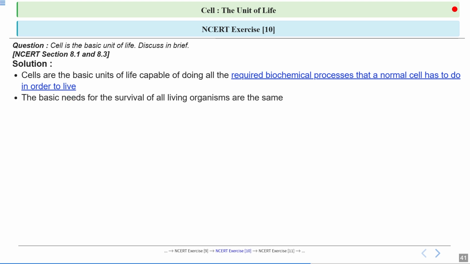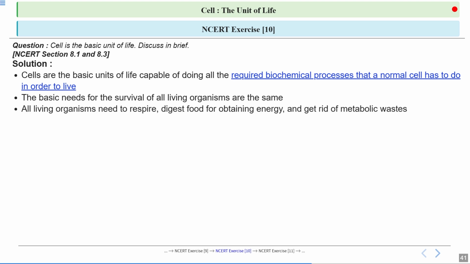Now, the basic needs for the survival of all organisms are actually the same. All living organisms need to respire. By respiration, energy is generated in the form of ATP. Then all organisms need to digest food to obtain energy. And by all of these metabolic reactions, waste is generated, in the form of carbon dioxide and in the form of nitrogenous waste. So this waste has to be removed out of the body, otherwise it will be toxic. So all of these processes are done by living organisms.